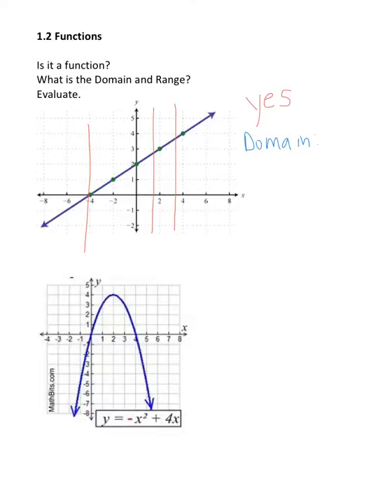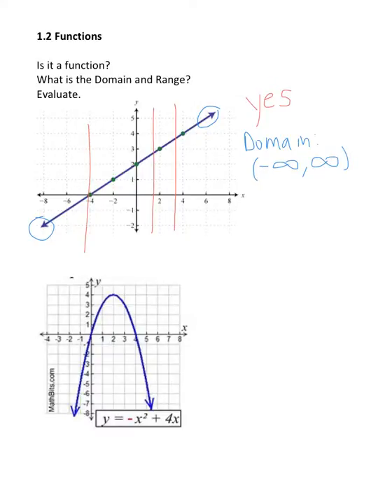Okay, so if we consider that there are these arrows that are saying that the line continues to go to the left and to the right, it's not ever going to stop. It's unbounded to the left and to the right. So the domain is all real numbers, or negative infinity, positive infinity.